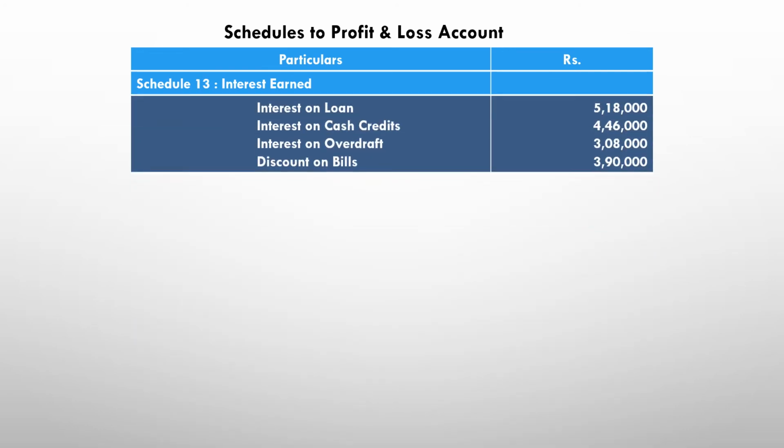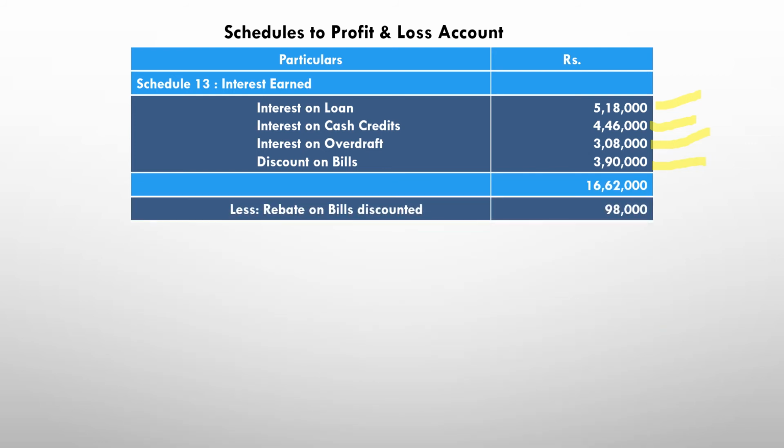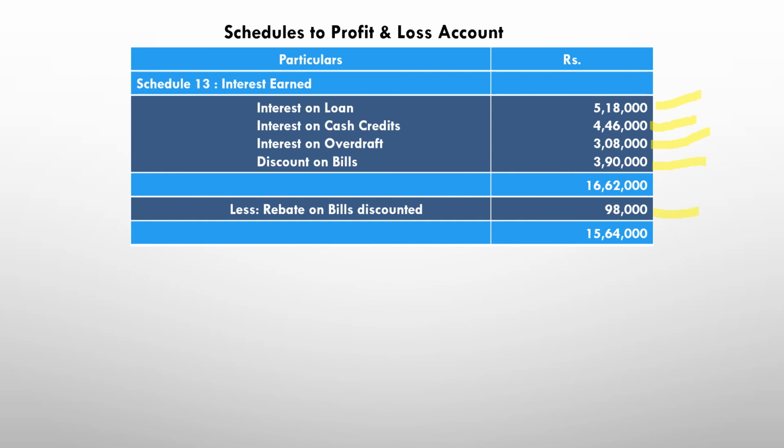Four items: interest on loan 5,18,000, interest on cash credit 4,46,000, interest on overdraft 3,08,000, discount on bills 3,90,000, and less rebate on bills discounted 98,000. So 15,64,000. I think the same problem is repeated in 2020. Some adjustments are not mentioned in the problem.